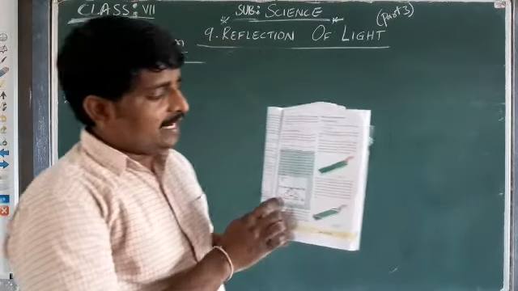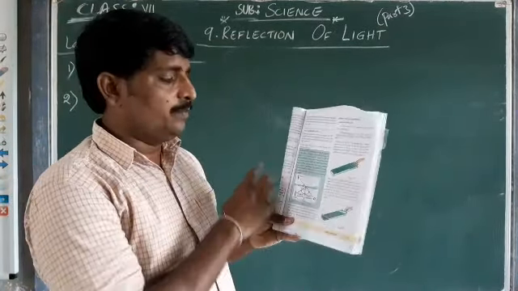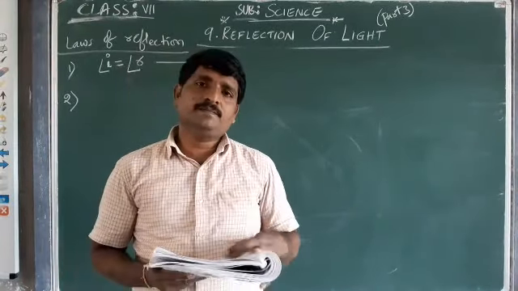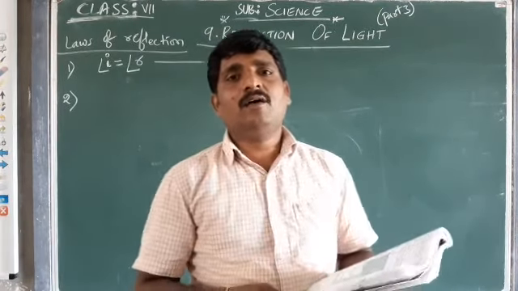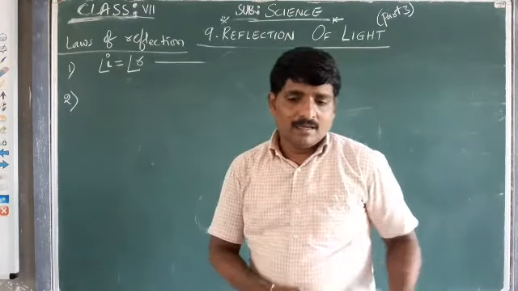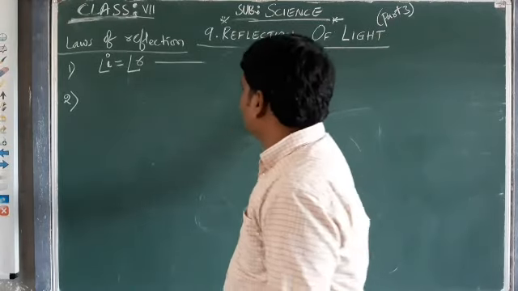See this, the original candle is this, and that is the image of the candle. The same figure I have drawn on the board. We are able to see the person. This is a small extension, a small add-on to the last session, that is angle I is equal to angle R, one law of reflection.